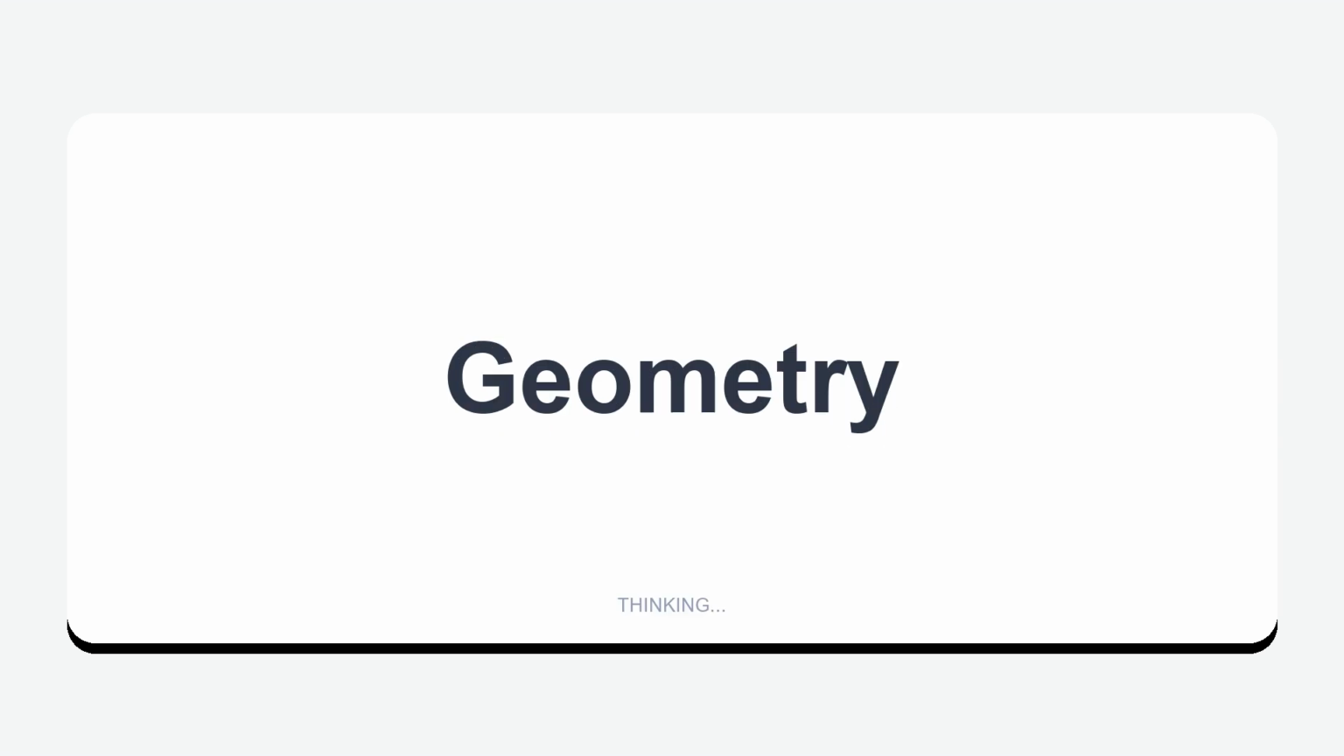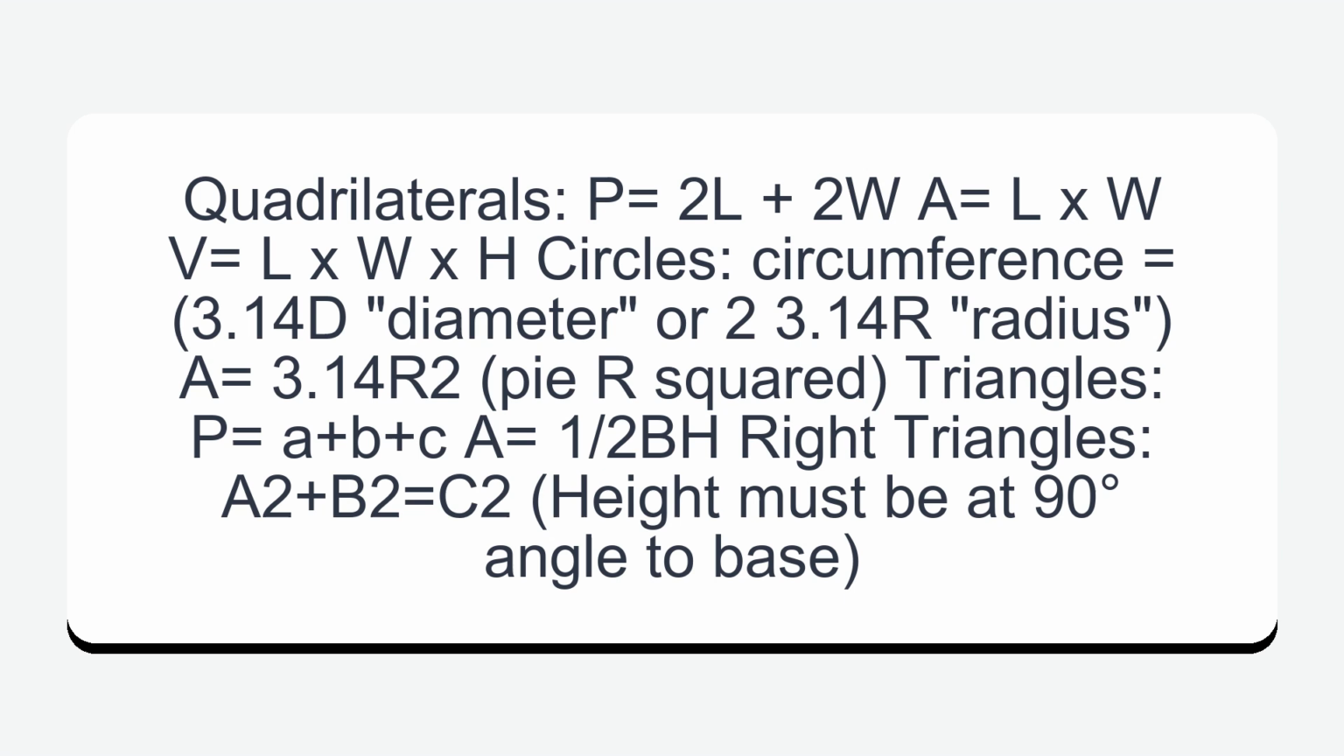Geometry. Quadrilaterals: P equals 2L plus 2W, A equals L × W, V equals L × W × H. Circles: circumference equals 3.14 × diameter, or 2 × 3.14 × radius. A equals 3.14 r squared, pi r squared. Triangles: P equals A plus B plus C, A equals 1/2 B H. Right triangles: A squared plus B squared equals C squared. Height must be at a 90 degree angle to the base.